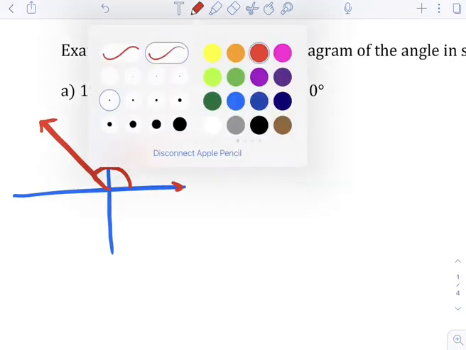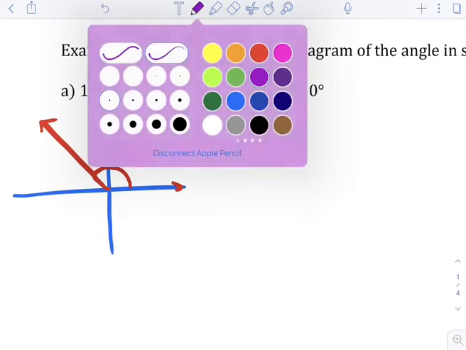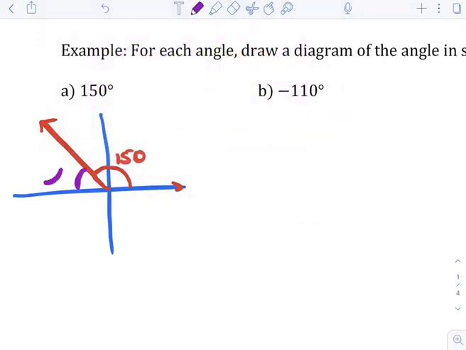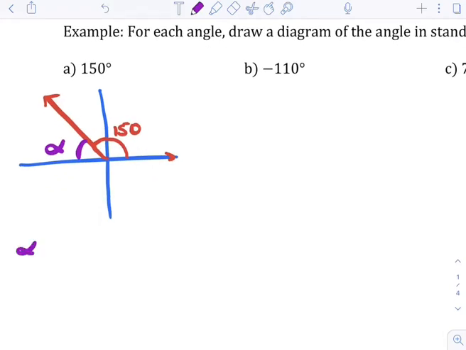Our related acute angle is the angle that's created between the x-axis and the terminal arm every single time. So what is our alpha value? If it's 180 degrees here, and I've used up 150 making my way around, I'm going to take 180 minus 150. That's equal to 30 degrees. Our related acute angle in this case is 30 degrees.